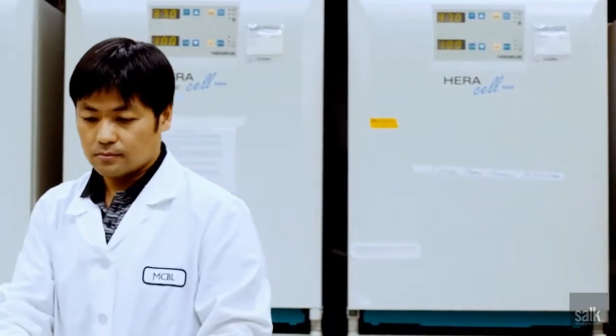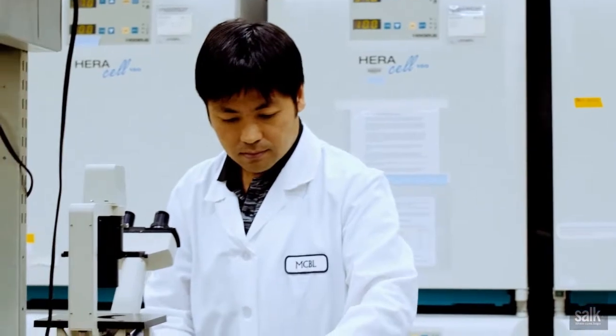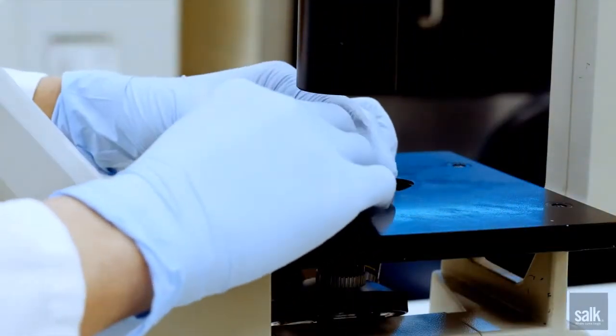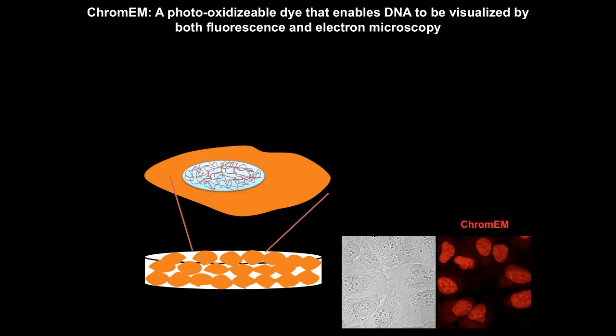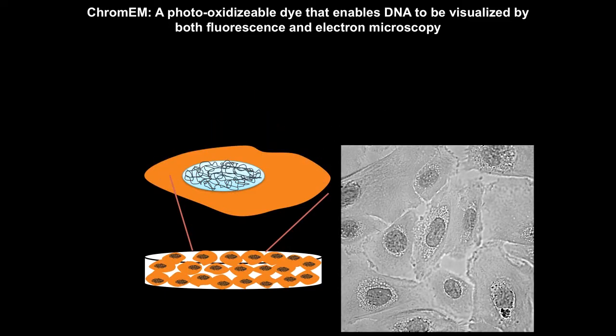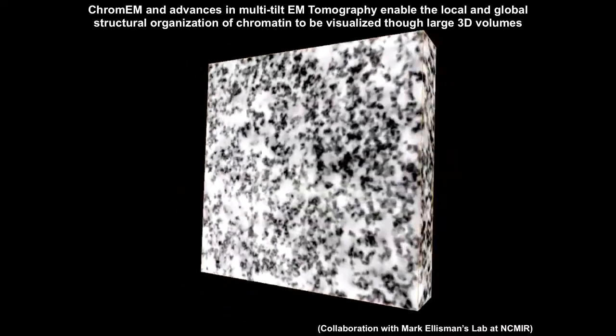So what we did is we identified a fluorescent DNA binding dye that when you shine light on it, it has this really amazing property, which is that it catalyzes a metal polymer, a cast, across the surface of DNA and chromatin in the nucleus that enables it to be visualized in the electron microscope.